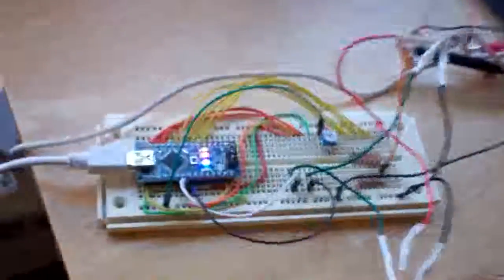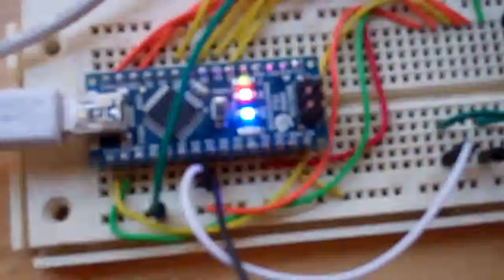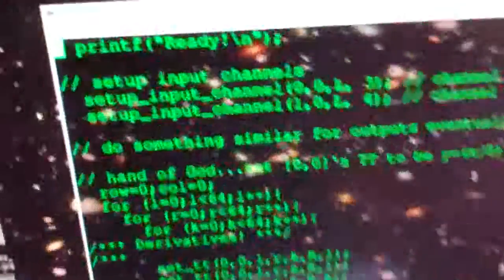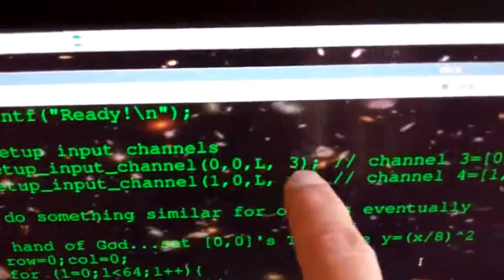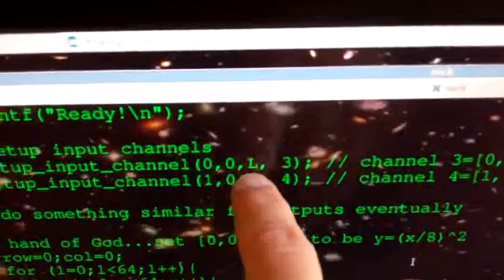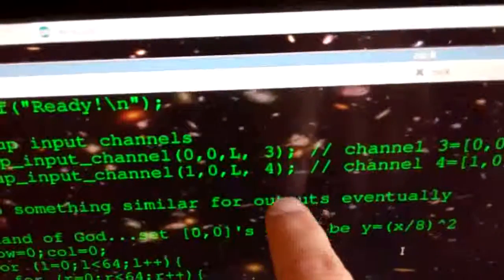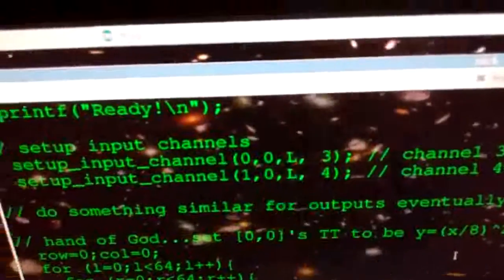This is the Arduino board that's receiving analog inputs from two potentiometers, each running 0 to 5 volts. They go into two analog inputs. We're actually using inputs 3 and 4. The Arduino turns those into serial commands, sends them through the USB into the laptop, which is running the cell matrix engine. So we have a channel setup command, which lets us say channel 3 is connected to cell 00's left input, channel 4 is connected to cell 10's left input.